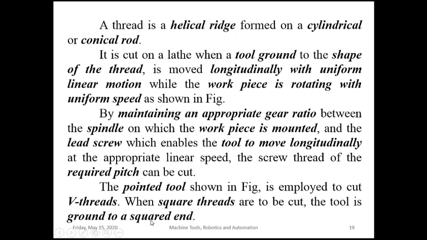So in the previous diagram that I showed, the tool tip was in the shape of V, so definitely V threads will be produced. If you want to produce square threads on the workpiece, then the tool should be subjected to a grinding operation and ground to a square. The tip of the tool should be square if you want to produce a square thread. If you want to produce a V thread, then definitely the tip of the tool should be V. That is what they have been telling here.